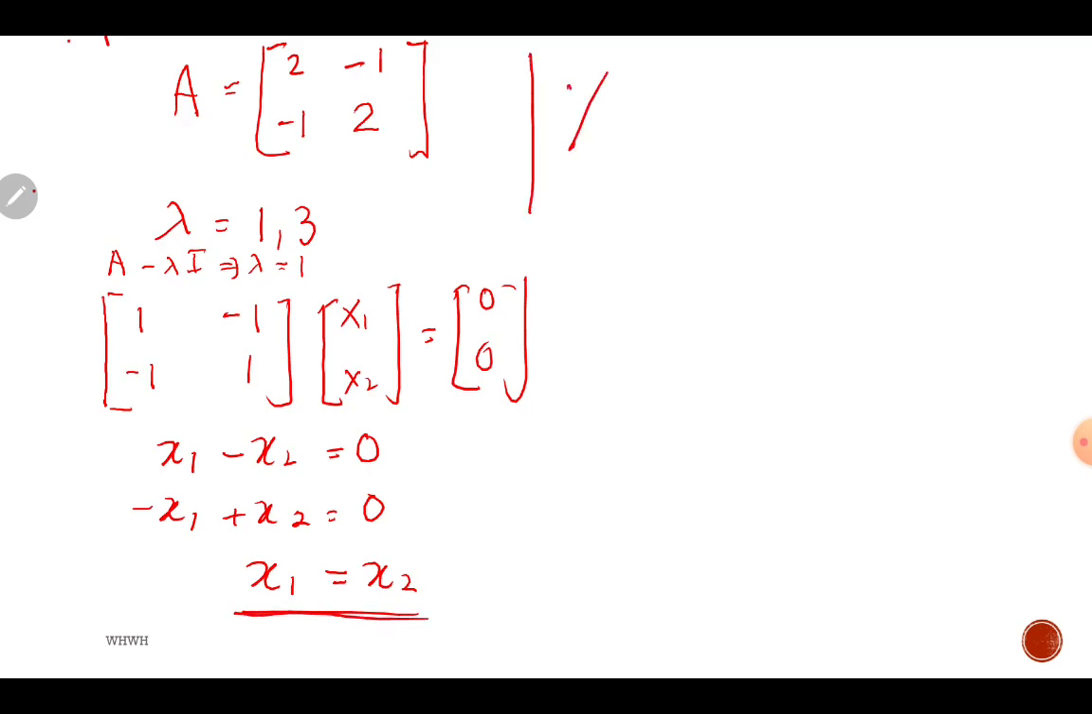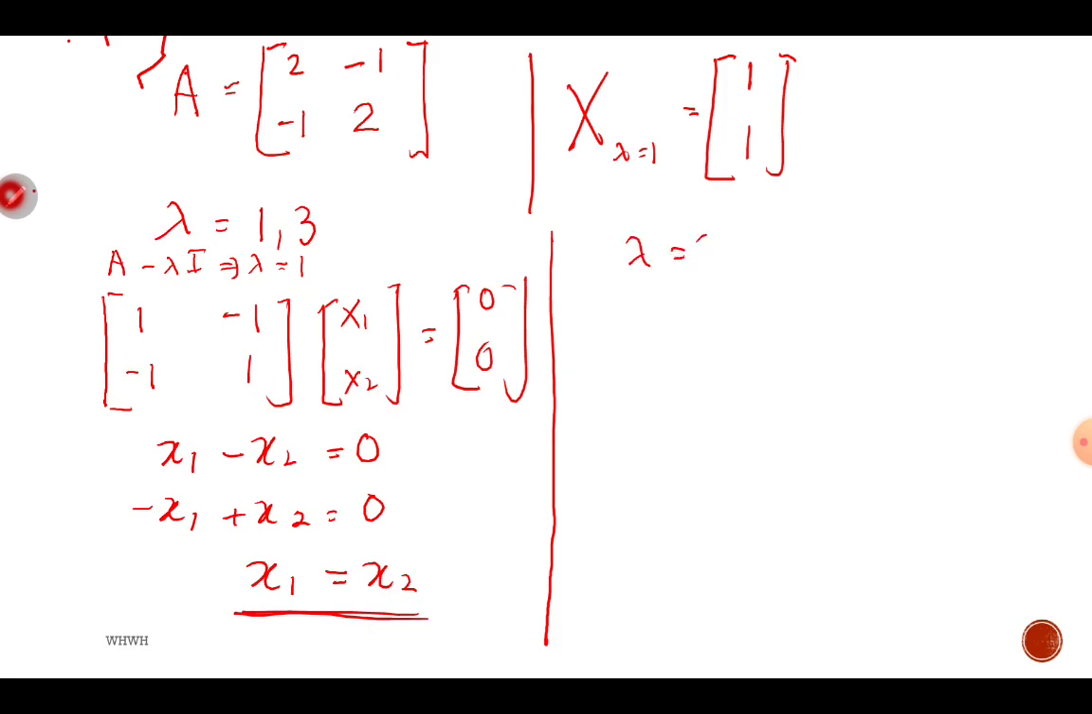So 1 eigenvector for lambda equals to 1 is, kita ambil lah yang paling senang, x1 sama dengan 1. If we let x1 equals to 1, then x2 as well equals to 1. So there you are, for lambda equals to 1, our eigenvector is 1, 1. Okay, let's consider lambda equals to 3. So the matrix A minus lambda I will be 2 tolak 3 is negative 1, right? Negative 1, and negative 1 here, negative 1, 2 tolak 3 balik is negative 1.